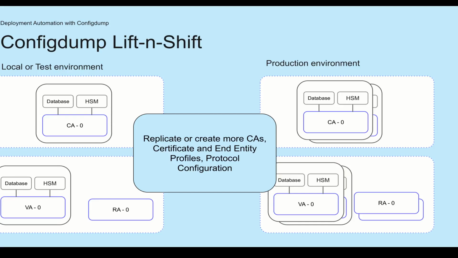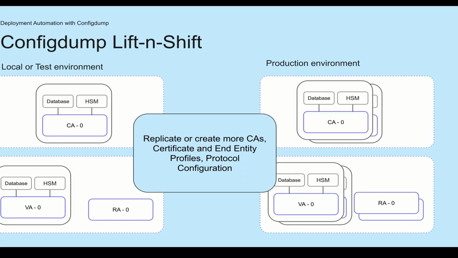Hi everyone, in this video we are going to talk about ConfigDump lift and shift. ConfigDump is an enterprise functionality in EJBCA which allows you to do a lot of deployment automation. Here we are going to talk about a little trick which allows you to replicate your existing environment. For example, you might have a setup running locally or in a test environment which you want to replicate in an actual cluster or in production.